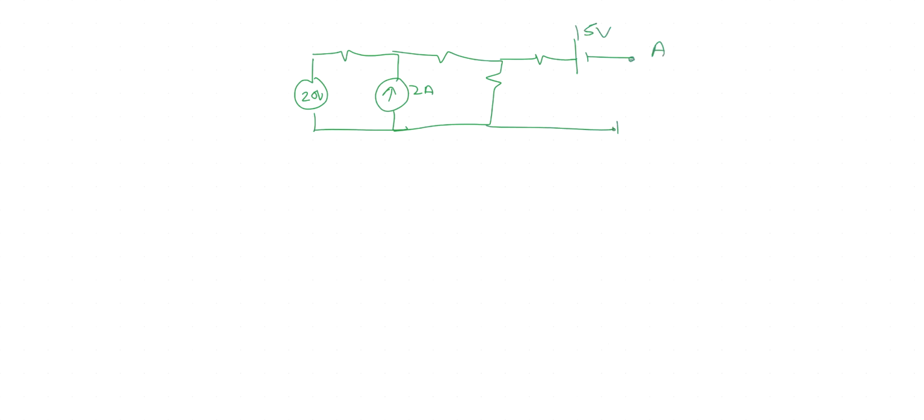We have already considered the sources. We have considered 20 volt, we have considered 2 ampere source. Now we will be considering 15 volt source and redraw the circuit. All the voltage sources are always considered short and all the current sources are considered open, and you redraw the circuit.